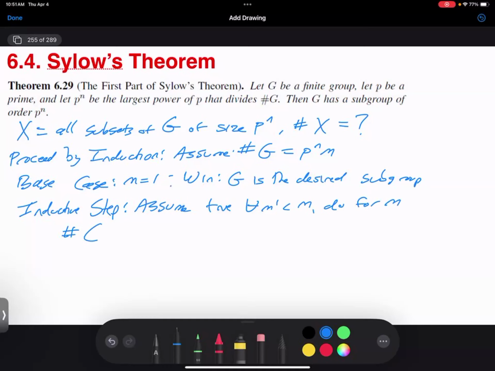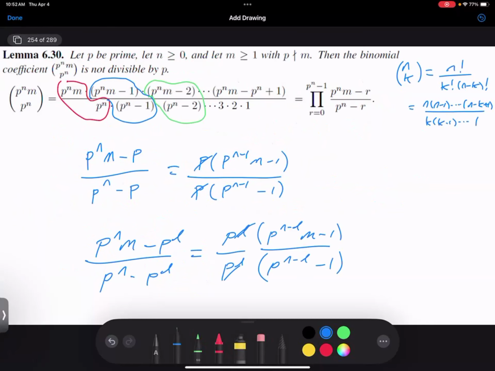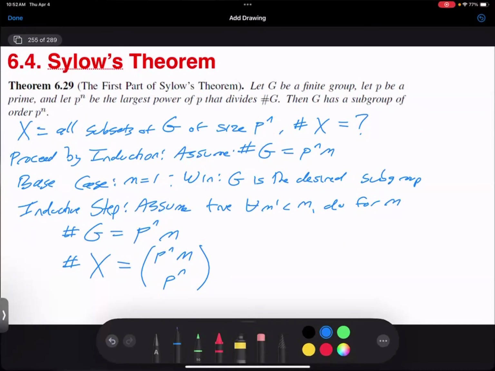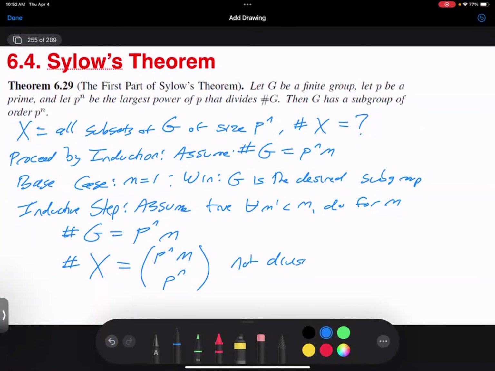So now the size of G is P to the n times m. What would be the size of X? How many ways are there to take a subset of size P to the n from a group with P to the n times m elements? Yes, so it's the binomial coefficient: P to the n times m, choose P to the n. That might be why, a moment ago before we started the proof, we were looking at this quantity. I knew it was about to emerge, so we studied it. What do we know about this? It's not divisible by P.